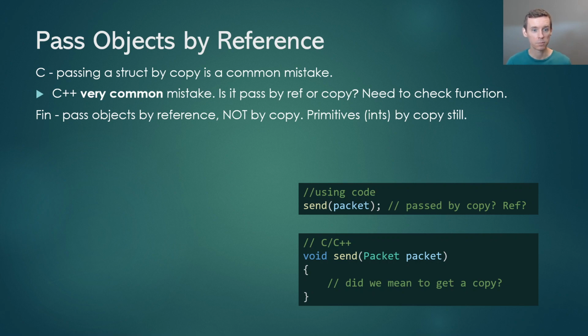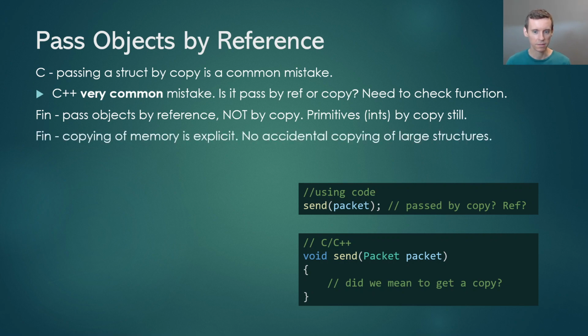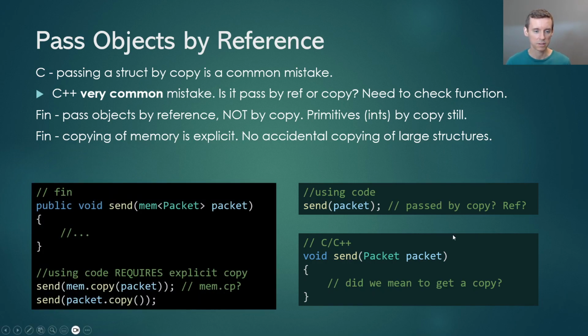So fin passes objects by reference, not by copy. Primitives like ints and floats and doubles are still passed by copy. And in fin, we take the opposite approach of what C and C++ do. If you want to pass a copy or receive something by copy, you have to make it explicit. So there's no accidental copying happening.